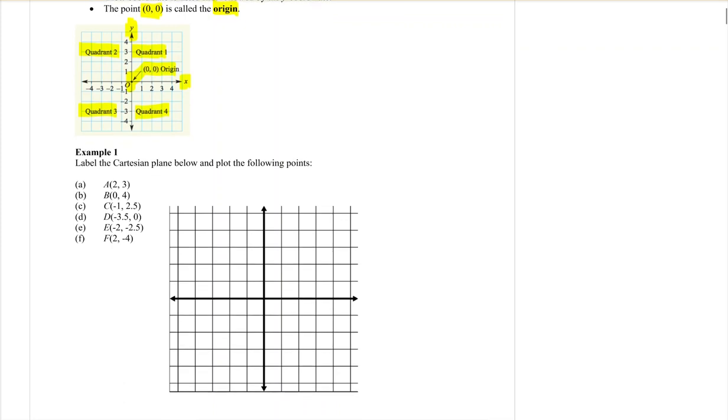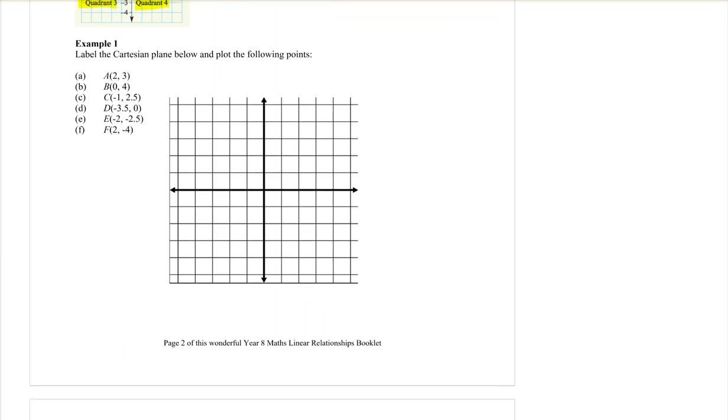Okay, so into the examples. Number 1, label the Cartesian plane below and plot the following points. So first of all, we need to label our x-axis is the horizontal one and our y is the vertical. Then we're going to need some numbers. So from our origin, which is the center, we have positive numbers counting up as we go to the right and negative numbers as we go to the left. And on the y-axis, positive numbers go up and negative numbers go down.